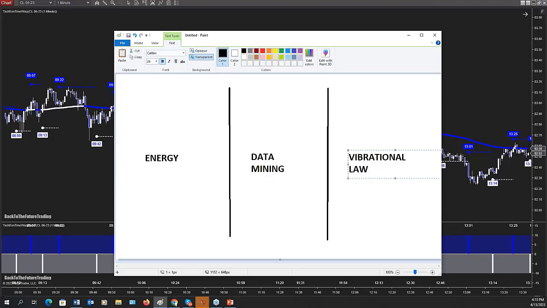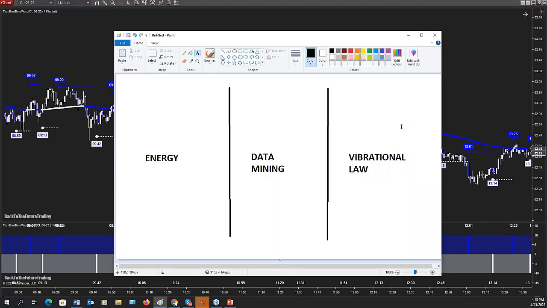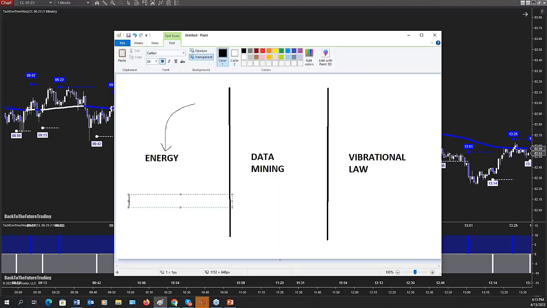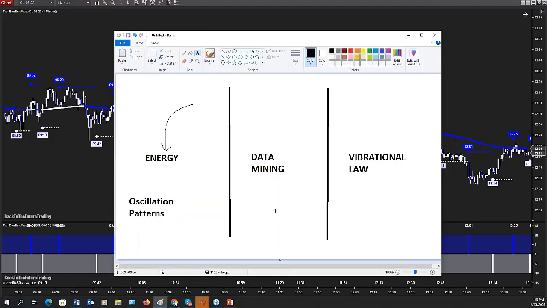Over the last 15 years or so, I've studied quite intensely 3 different ways that markets are predictable reliably. One of the first ways I want to show you encompasses 2 things that we're going to use when we look at data mining. One is oscillation, and the other is in regards to timing patterns. Let me show you what I mean.